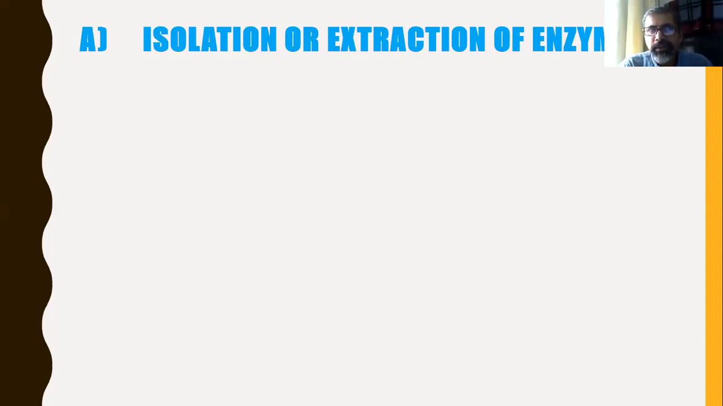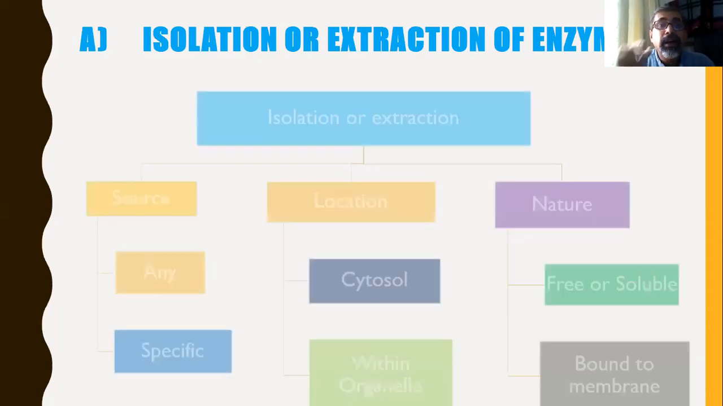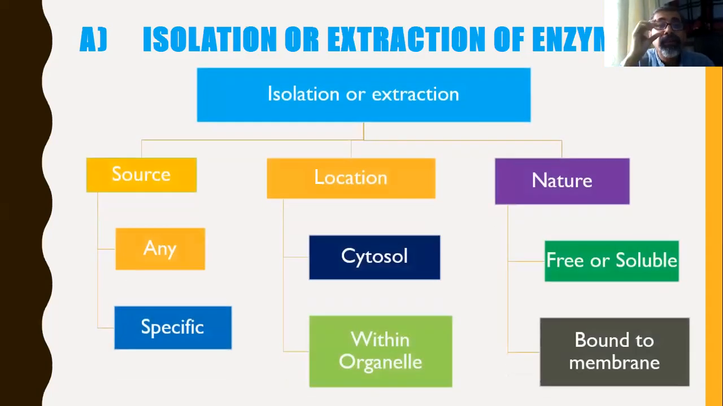So what does it mean? It means that you have a source known, and from that source you have to isolate the particular enzyme and study and find out whether it is present or not, and how much is present, or what is its activity. Alternatively, you have a choice where the source is not known. You have to just study the enzyme.